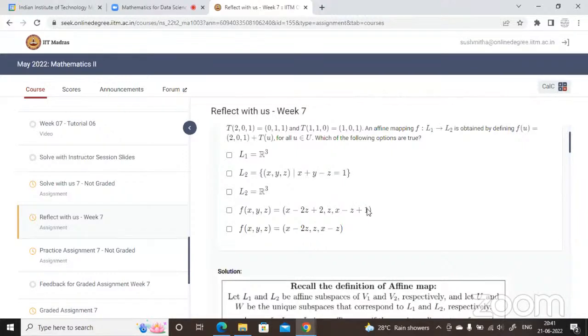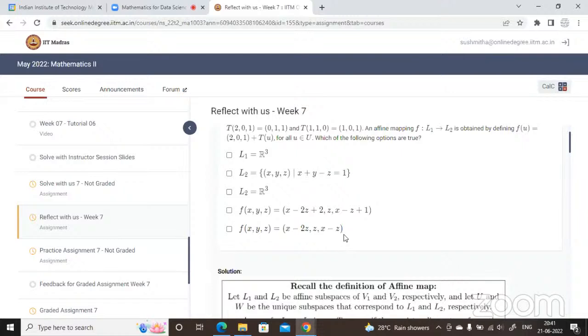It's a step-by-step process. Yes, ma'am. This is a nice question, right? You're applying all the concepts you've learned, starting from linear transformations till affine spaces.